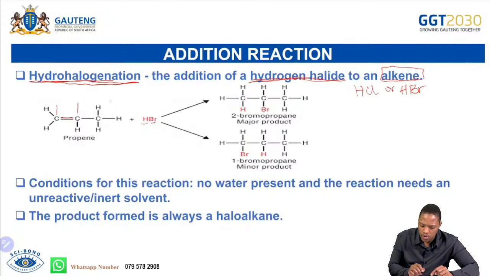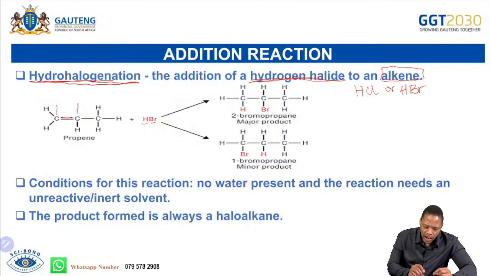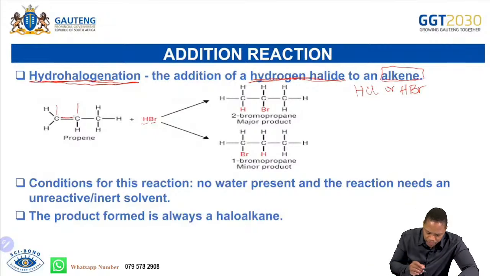remember, we don't consider this one. Between the two carbons, the one that has more hydrogens will take the hydrogen. So the hydrogen will be attracted where more hydrogens are. And then the carbon that has fewer hydrogens will get the halogen. So this hydrogen will come and attach itself here, and the bromine will come and attach itself here.